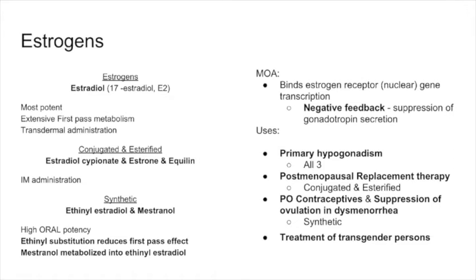So its uses: all three different types can be used for primary hypogonadism. We can use estrogens for postmenopausal replacement therapy, the conjugated and esterified types primarily. PO means oral, so oral contraceptives, those are mostly the synthetic ones, and then suppression of ovulation and dysmenorrhea, again the synthetic ones. So finally, in the treatment of transgendered persons, I probably should have put this first with testosterone, but we can use this for hormone therapy as people are transitioning, and I believe after they transition as well, because they will need the constant hormone at different levels than their body creates.